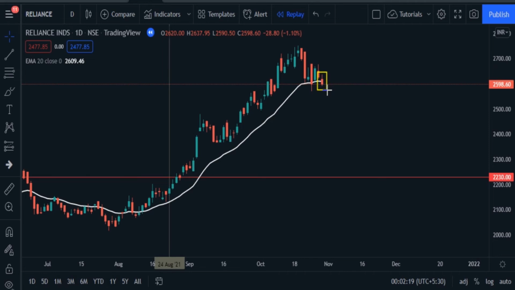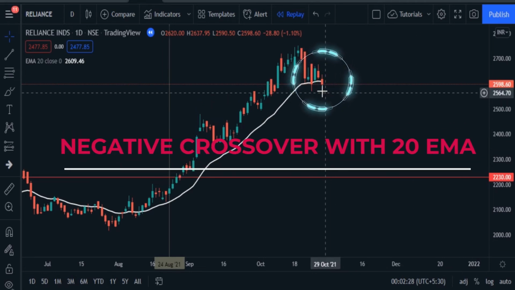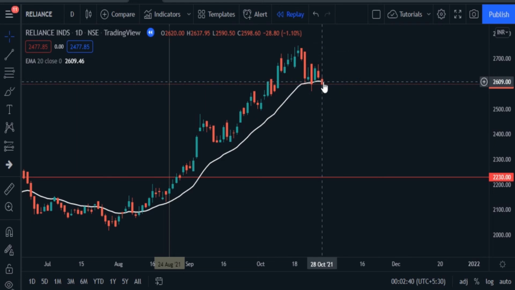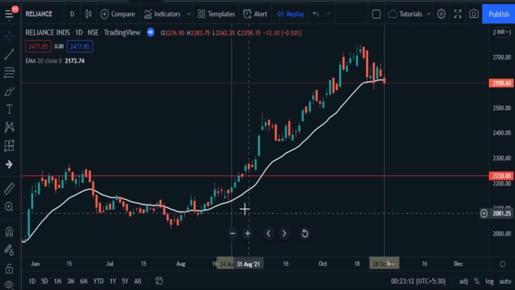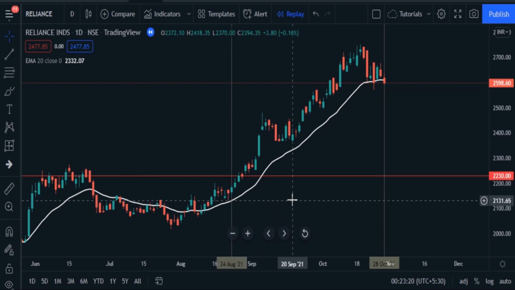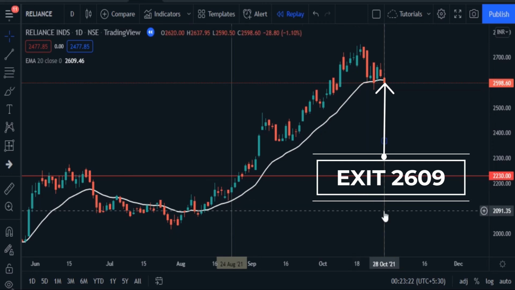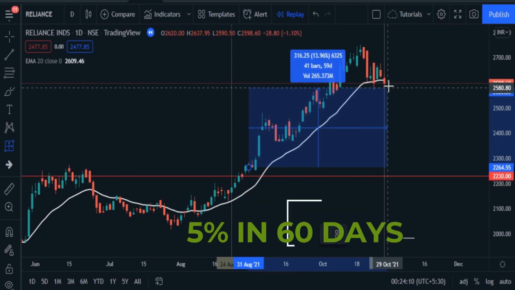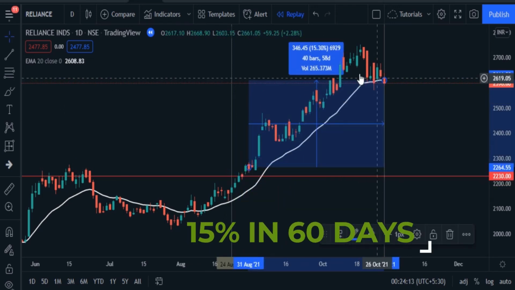Now this red candle that you see over here has actually broken the 20 EMA level, and this candle can be used as a trailing stop loss, and this level of 2609 can be used as a level to exit the trade. So here our entry was at 2240 on 30th of August 2021 and we exited the trade on 28th of October 2021 at a price level of 2609. And you can see for yourself, we have made approximately 15% returns in just 60 days.